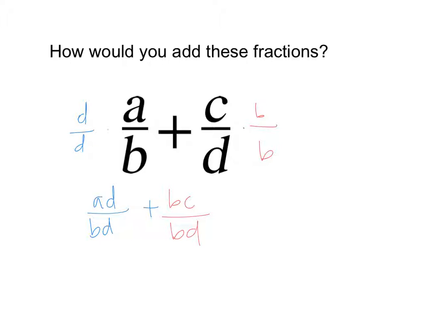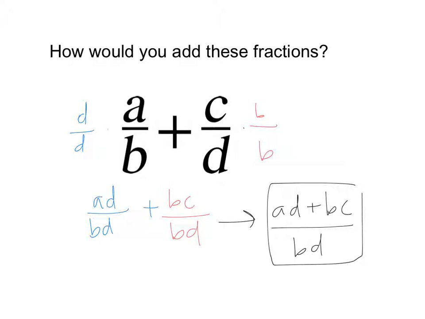Now I have a common denominator, so I'm allowed to add the numerators. So what I get here is AD plus BC all over BD. So just working with getting a least common denominator will be really helpful for today.